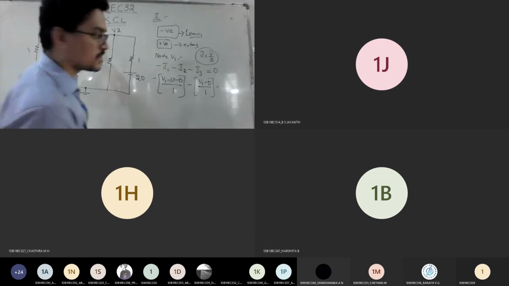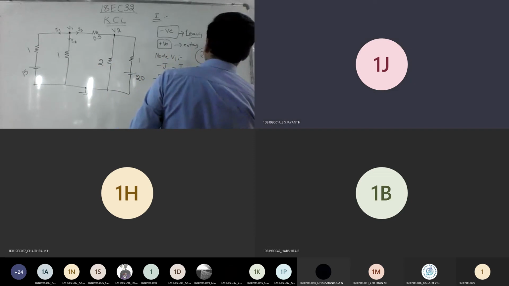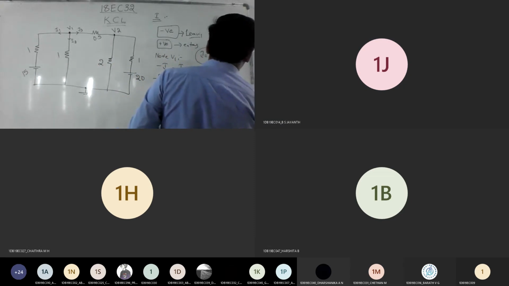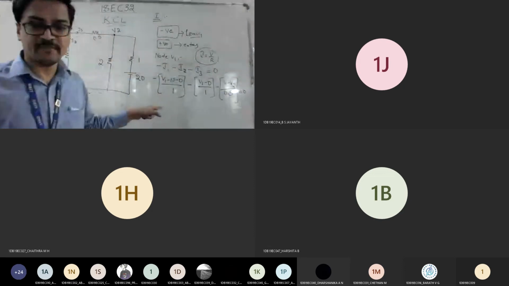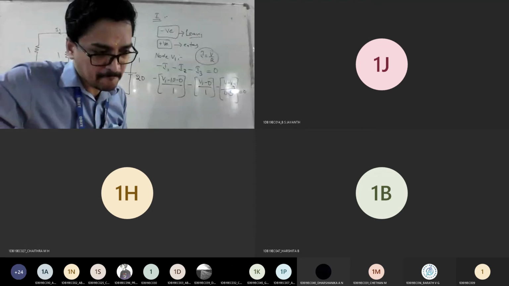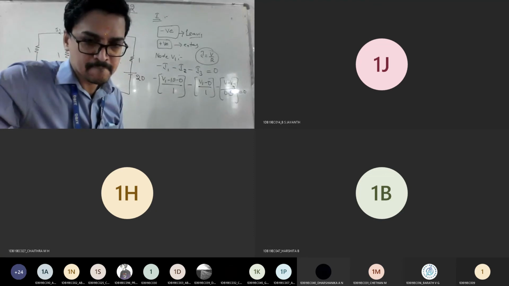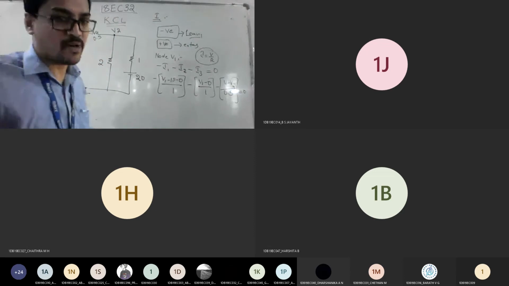V1 minus V2. Very good. So V1 minus V2 whole divided by 0.5 is equal to 0. If you simplify this, are you going to get the first equation? Am I right? Everyone? Tell me what is the answer.